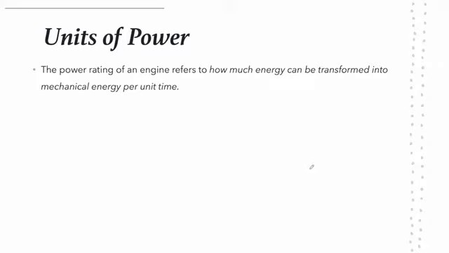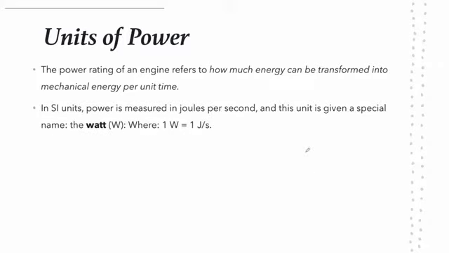Now, what are the units of power? According to the formula, the units of power will be joules per second. How much energy can be transformed into mechanical energy per unit time, right? Power is equal to work over time. Work is in joules, time is in seconds. So the standard unit of power is joules per second, but instead of saying that, we have a special name for it, and that is the watt, where 1 watt is equal to 1 joule per second.